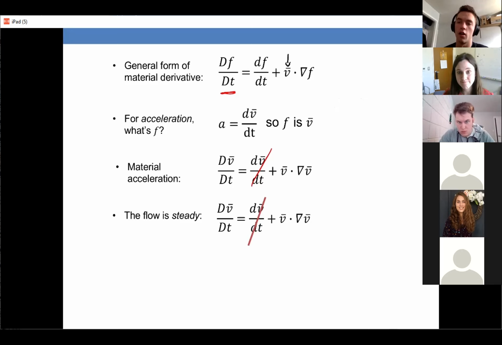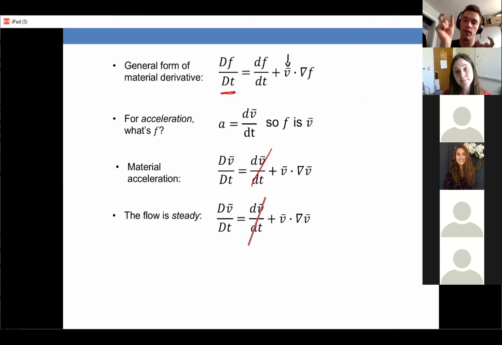Okay. So then you're kind of able to add each component of the v dot del f to each component of the df/dt, and they work out. Yeah.